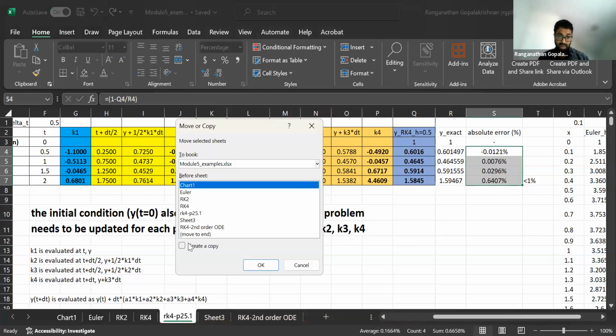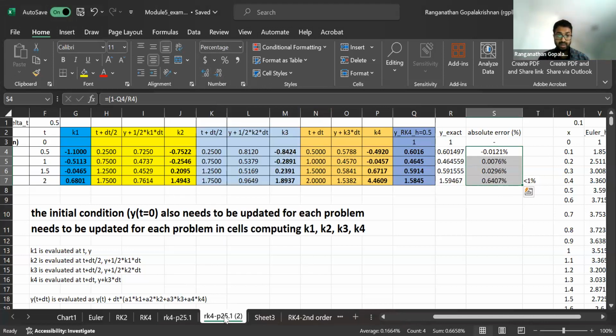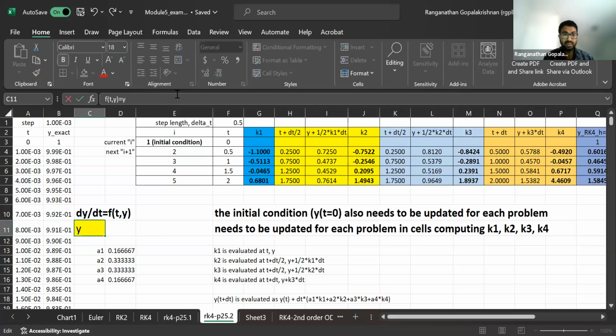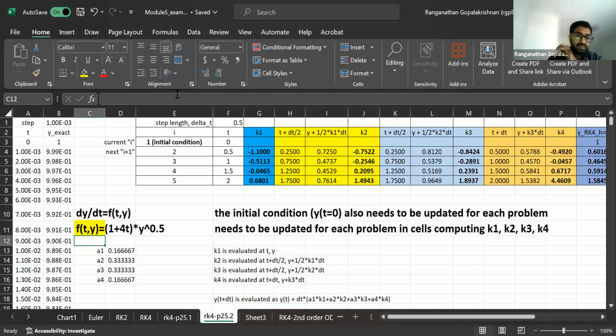So first step, I'm going to copy my RK4 problem 25.1 and create a copy, and I'll call it 25.2. That's the first step. And then my dy by dt equals f of t comma y. That won't change, but what will change is the next line. My function is now what? It is 1 plus 4t multiplied by square root of 0.5. It's not an Excel formula, it's just text basically. So just typing it in here so that we'll have some reference.